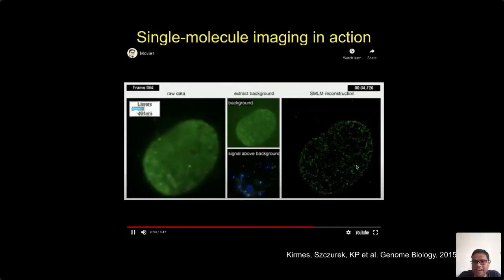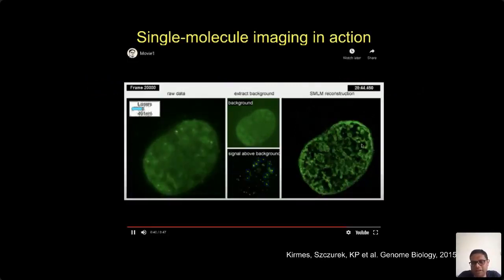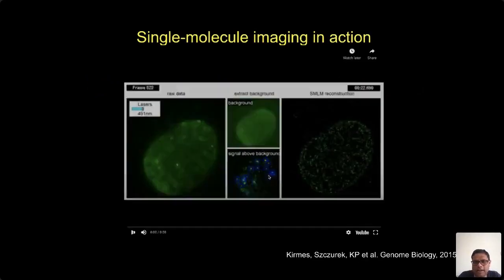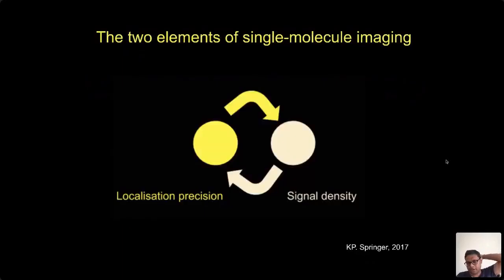So this is basically the essence of single molecule imaging: to optically isolate single molecules and then sum them up to get a high resolution reconstruction. Whether it's PALM, STORM, dSTORM, or DNA-PAINT, most of them have this concept, and how you do it differs from technique to technique. The two most important elements for single molecule imaging that you should remember are precision and signal density.